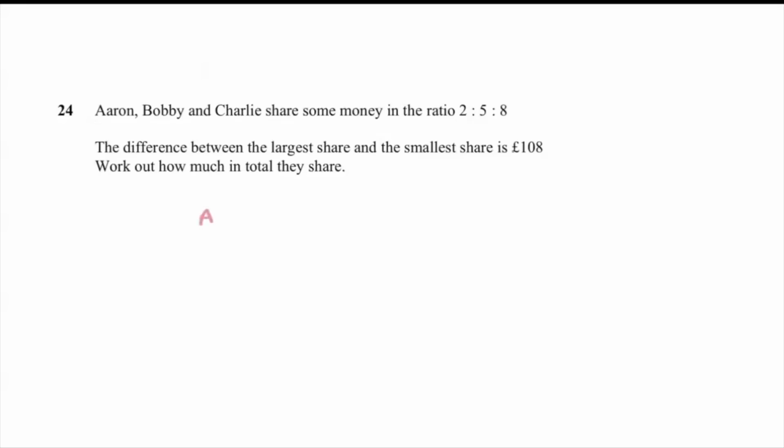So we've got Aaron, Bobby, and Charlie in the ratio of 2 to 5 to 8. Now, the difference between the largest and the smallest is 6. So into my invisible column, I'm going to put the difference of 6. The difference in the question, however, is 108. So I need to work out what I times 6 by to get to 108.